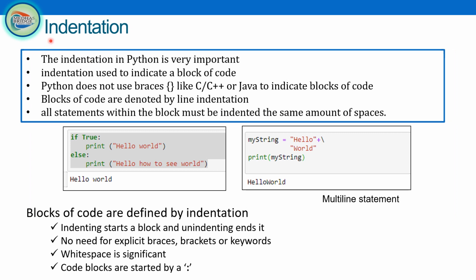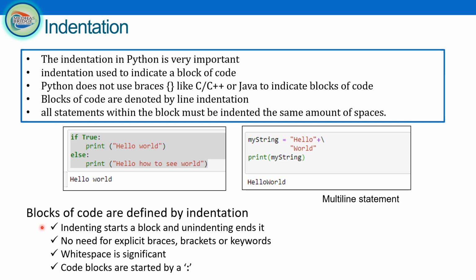Now look into indentation. The indentation in Python is very important. Indentation is used to indicate a block of code. Python does not use braces like C, C++ or Java to indicate blocks of code. Blocks of code are denoted by line indentation. All statements within the block must be indented the same amount of spaces.